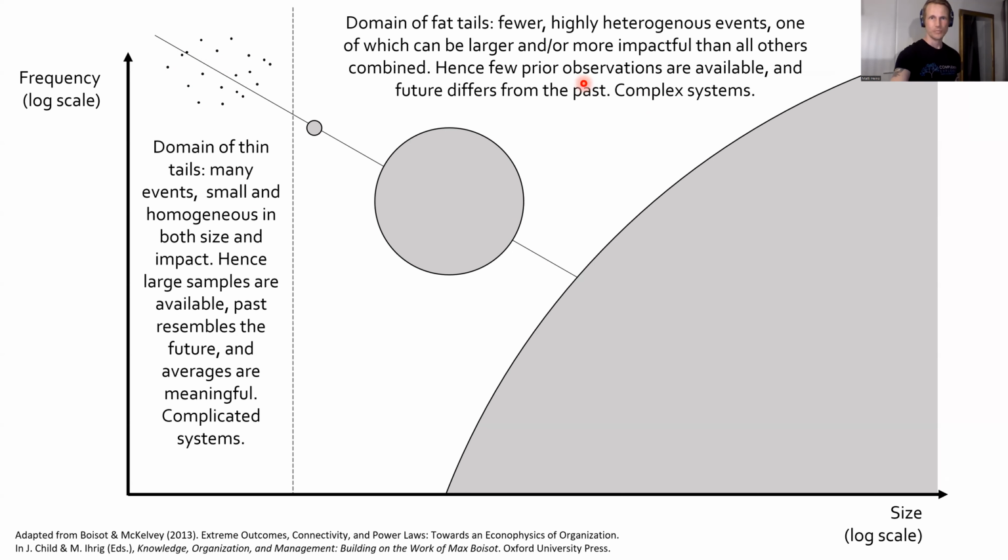So, highly heterogeneous events, and one can be larger or more impactful than all the others combined. And they are rare-ish, so they're not like once in a billion years events. They're more like, in the case of pandemics, once in 100-year or 50-year events, and the same with wars. So we don't have many observations to draw conclusions from, because by definition, the tail events are sort of novel. And so future observations can differ from the past, and the past events are of limited use in making inferences about the future.